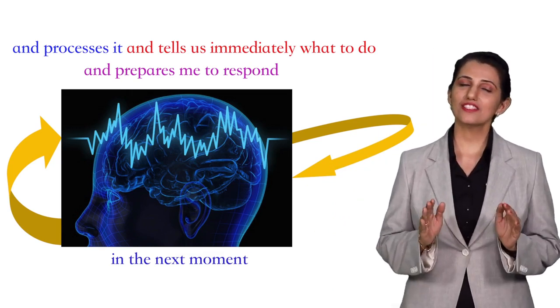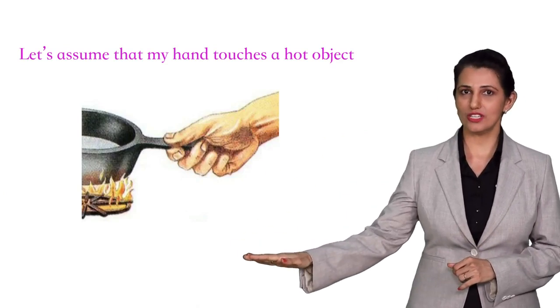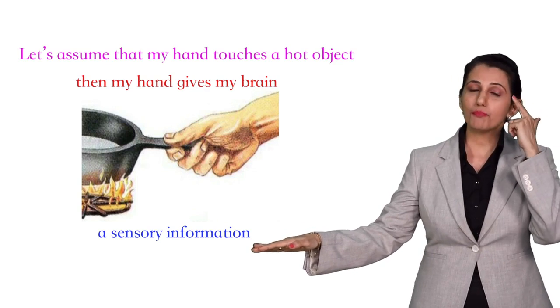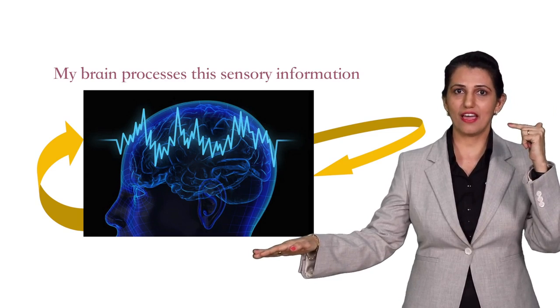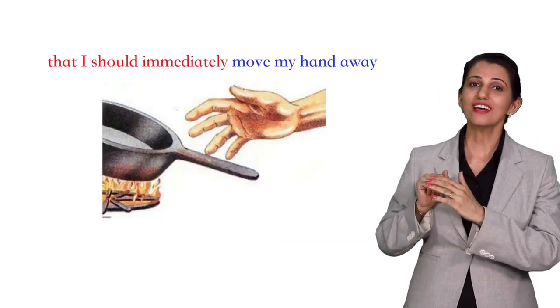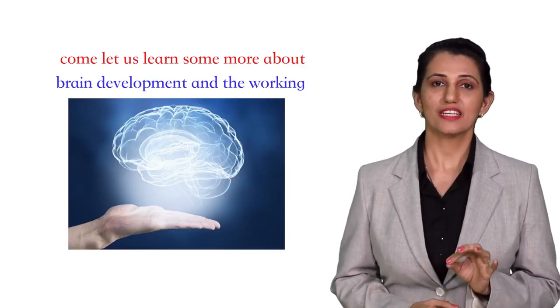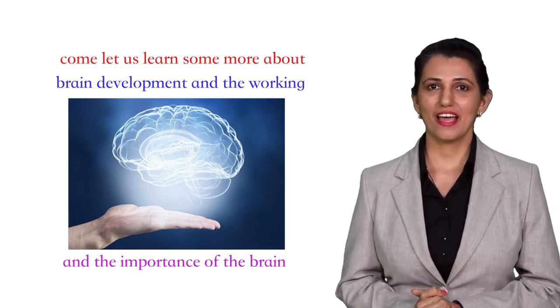Now I will give you a simple example. Let's assume that my hand touches a hot object. Then my hand gives my brain a sensory information. My brain processes this sensory information and directs me that I should immediately move my hand away. Come, let us learn some more about brain development and the working and the importance of the brain.